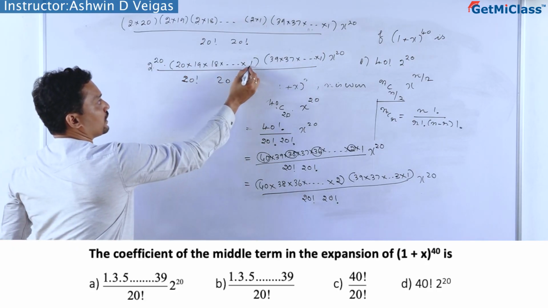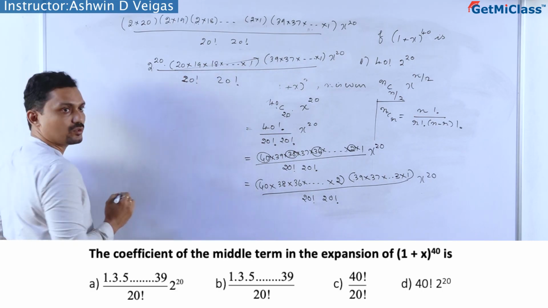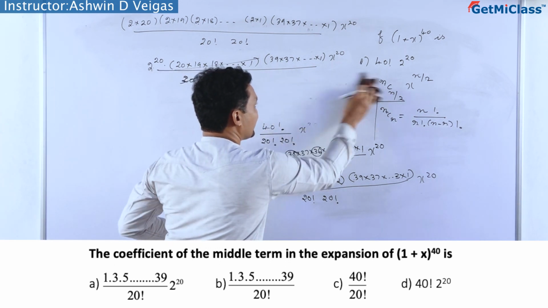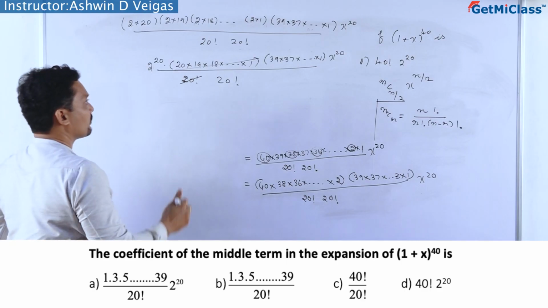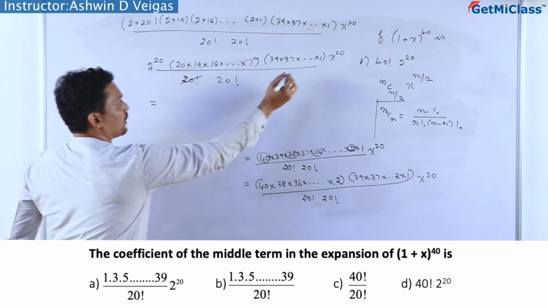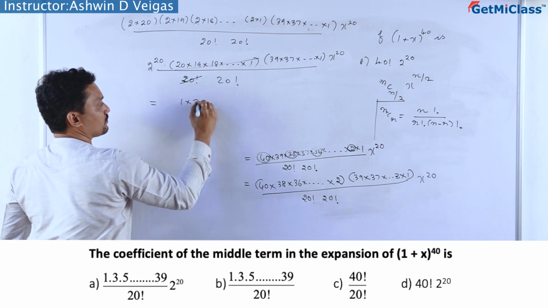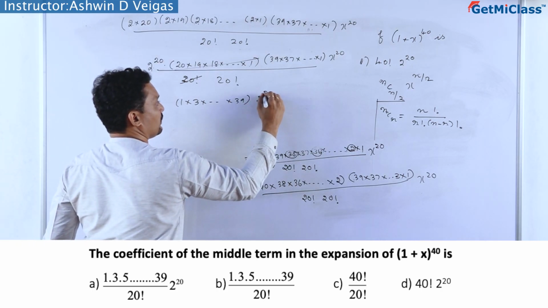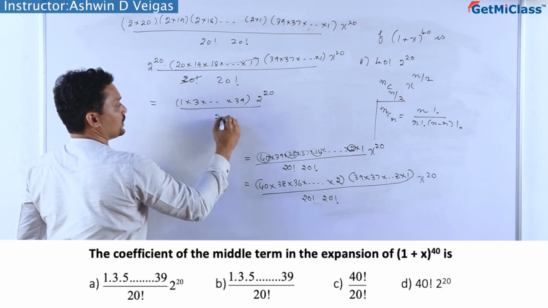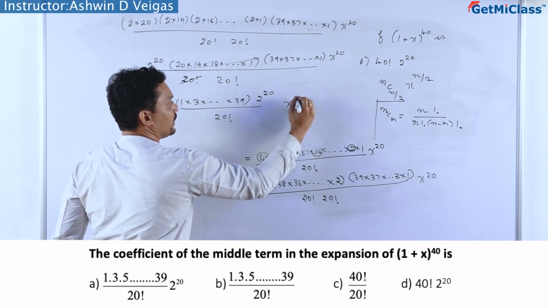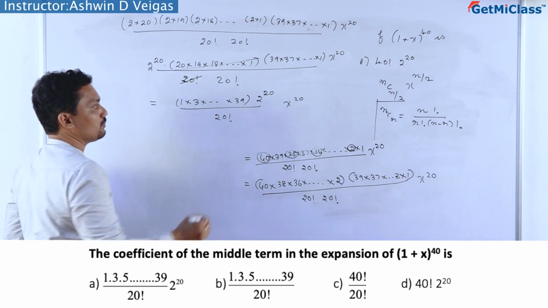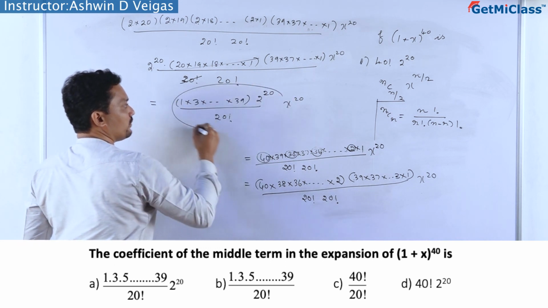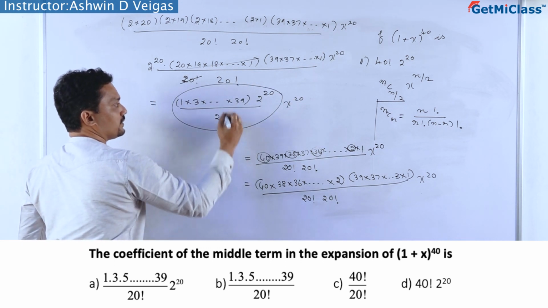And you can see that the product from 1 to 20 is exactly 20 factorial. So, one of the 20 factorials will get cancelled, and therefore in this step you are going to get the final answer. The final answer will be (1 into 3 into ... up to 39) into 2^20 divided by 20 factorial, into x^20. They are asking only for the coefficient of the middle term, and x^20 is the middle term, so you only write the coefficient of x^20, and hence this is the answer.